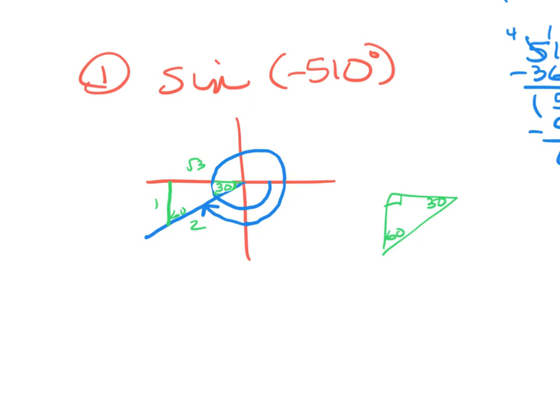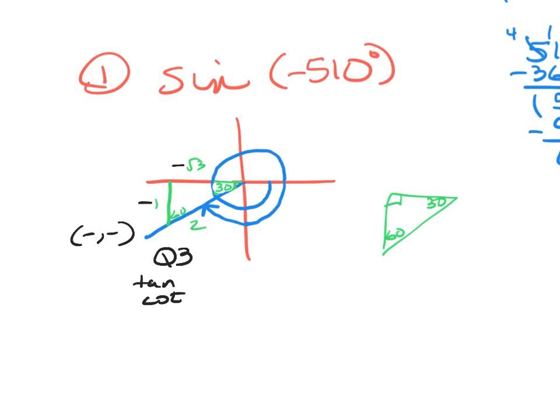Now, as far as the signs go, you can go about this 2 ways. You can either memorize the all students take calculus, and you can realize that my angle ended up in quadrant 3, and the only thing that's positive in quadrant 3 are going to be tangent and cotangent. So my answer that I get to this problem is going to be negative because I'm doing sine. Now, if you'd rather add the signs to the triangle, you can. So again, in quadrant 3, I know that the signs on my ordered pair are negative, negative. So I could put a negative 1 here and a negative root 3 here.